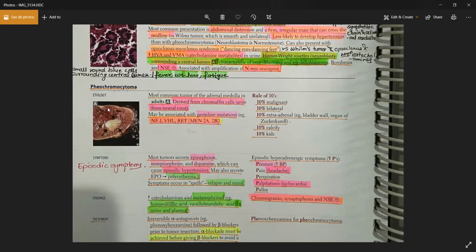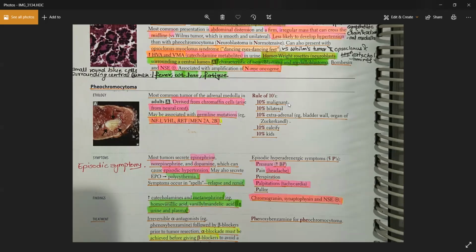Okay, so then comes the pheochromocytoma, and they are derived from the neural crest cells again. Please remember the germline mutations. It is very important. You can see pheochromocytoma in neurofibromatosis type 1. You can get it with von Hippel-Lindau disease. You can get it with the RET mutation, which is the MEN2A and MEN2B syndrome. So NF1, VHL, and RET mutations for MEN2A and MEN2B syndrome can all cause pheochromocytoma.